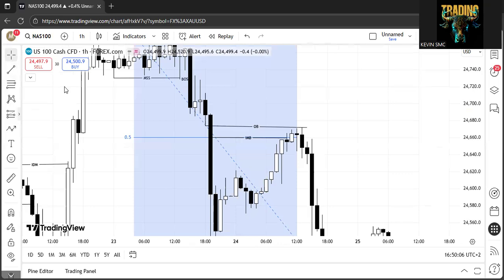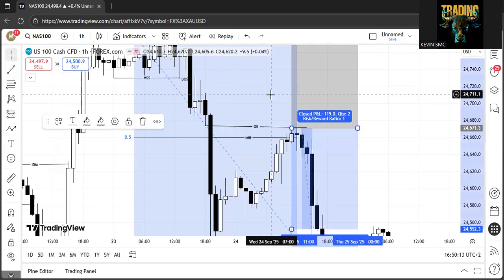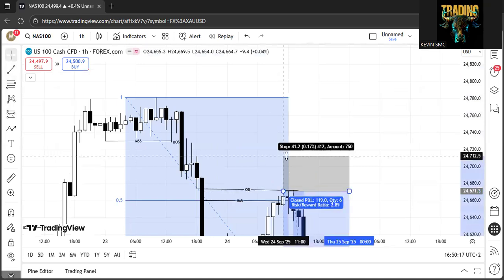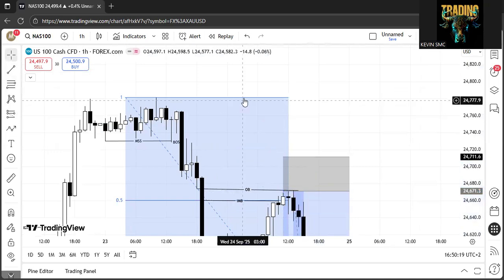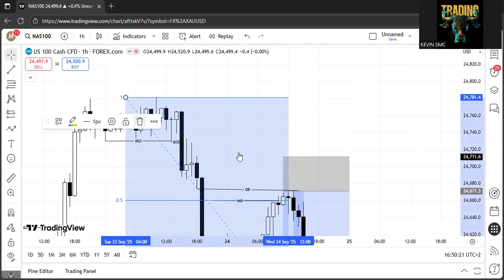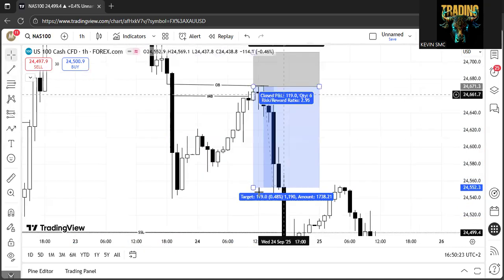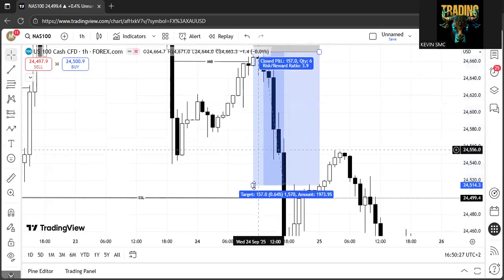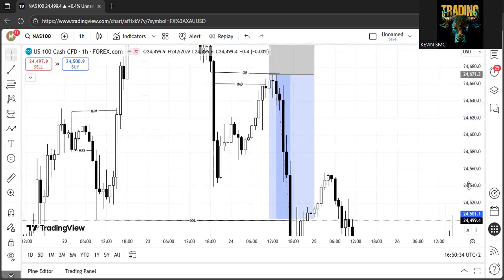So that's where normally you take your trade. Let's say right there, and then on the high of the order block, making our risk 40 pips, and then we gain 170 pips as we target the sell side liquidity.